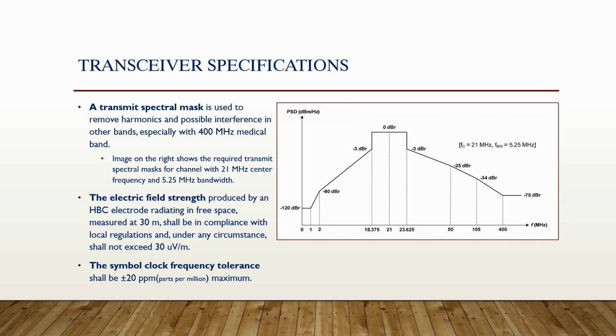The electric field strength produced by an HBC electrode radiating in free space, measured at 30 meters, shall be in compliance with local regulations and under any circumstance shall not exceed 30 microvolts per meter. The symbol clock frequency tolerance shall be plus or minus 20 parts per million maximum.